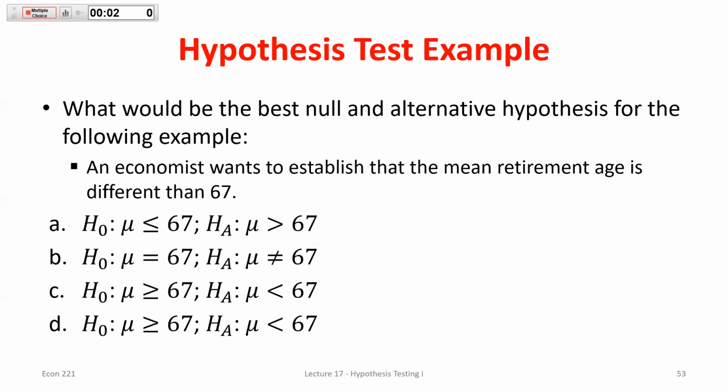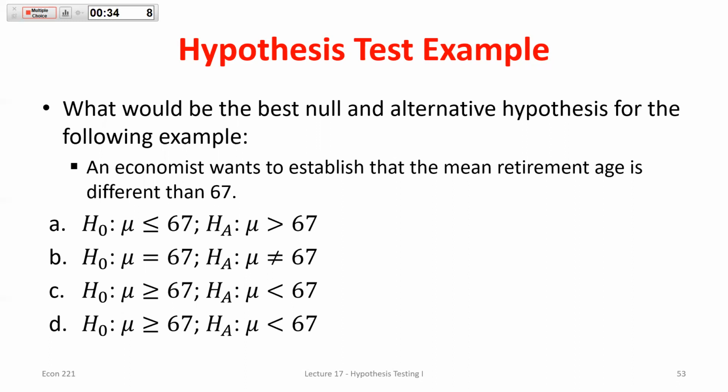Well, let's say that the economist wants to test for whether or not the mean retirement age is something different than 67. So if you're trying to identify the null and alternative hypothesis here, and you want to test for whether or not that true population mean retirement age is something other than or different than the value of 67, which of the following would be your null and alternative hypothesis?